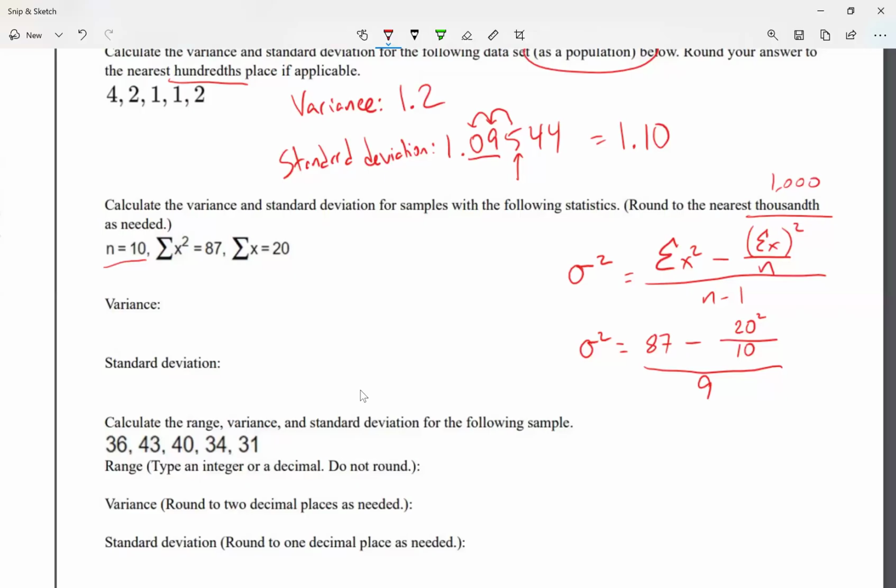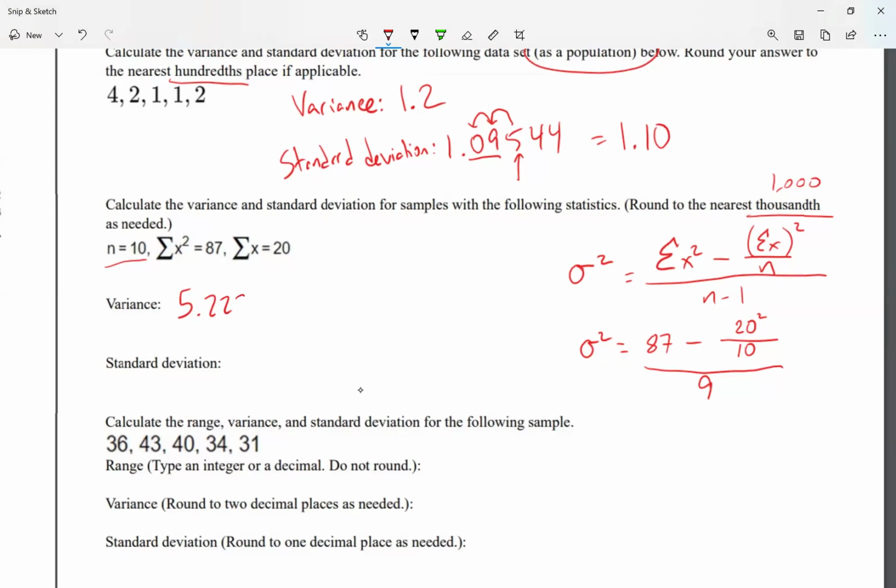My variance, according to my calculator, gave me 5.222 and a bunch of twos. But remember how I have to do it to 3 decimal places? The number after it is too small, so I'm going to ignore it. My answer in this case is going to be 5.222.